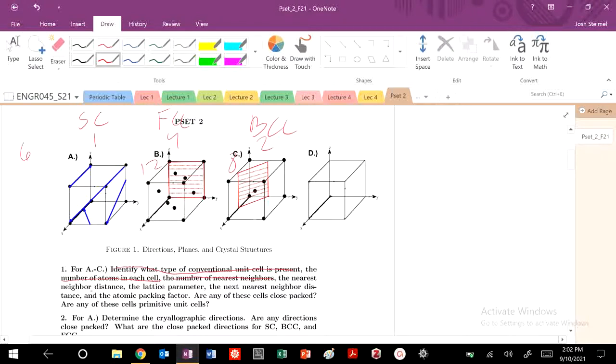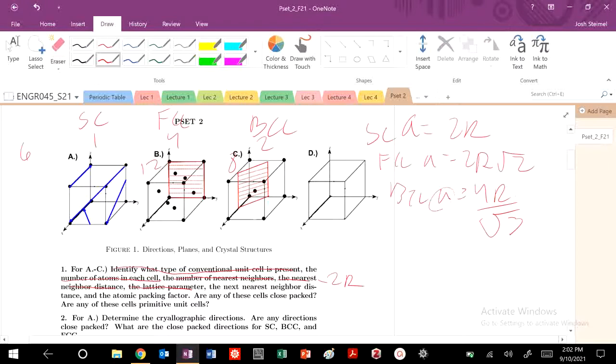The nearest neighbor distance, for all of these, is always 2r. The lattice parameter, so a for simple cubic is equal to 2r. For FCC, a is equal to 2r root 2, and for BCC, a is equal to 4r divided by square root 3. The next nearest neighbor distance for simple cubic is 2r over square root 2.